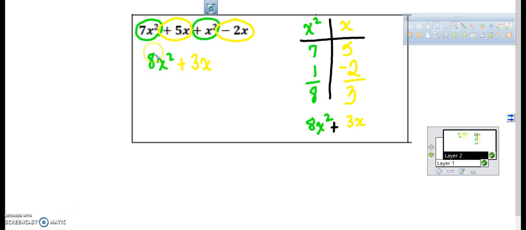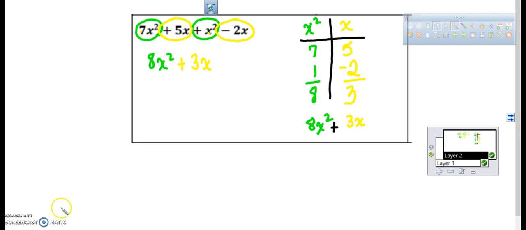Okay, looking at the color coding with the circling, you should have said 7 plus 1 is 8x squared, and that would be your x squared term, simplified, and 5 take away 2 is 3x. That would be your x term simplified. And so your final answer is 8x squared plus 3x. If you did the chart, you just simply add the two numbers in the chart for 8x squared, and then 5 take away 2 is 3 for 3x. So if you got that right, fabulous.